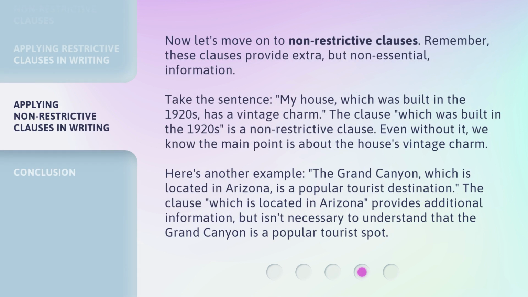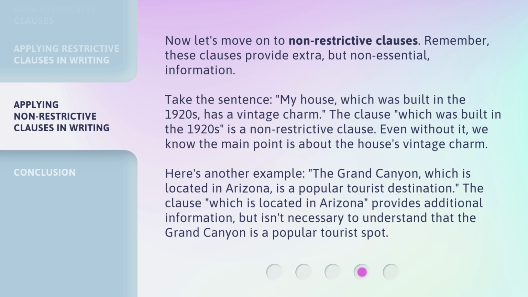Now let's move on to non-restrictive clauses. Remember, these clauses provide extra, but non-essential, information. Take the sentence, "My house, which was built in the 1920s, has a vintage charm." The clause, "which was built in the 1920s," is a non-restrictive clause. Even without it, we know the main point is about the house's vintage charm.